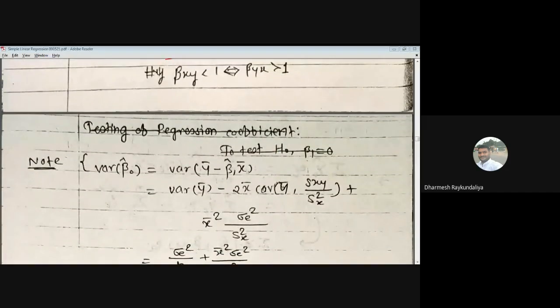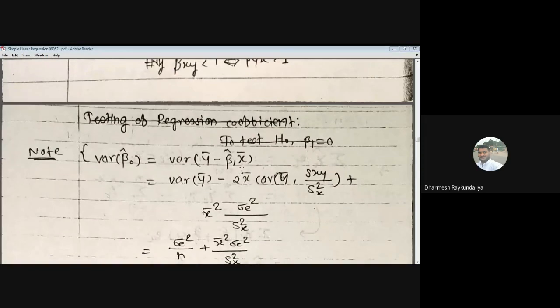Now suppose I wish to find out the variance of beta 0 cap. Am I audible? Yes, sir. I wish to find out the variance of beta 0 cap. What is beta 0 cap? We already obtained it. It is y bar minus beta 1 cap x bar.